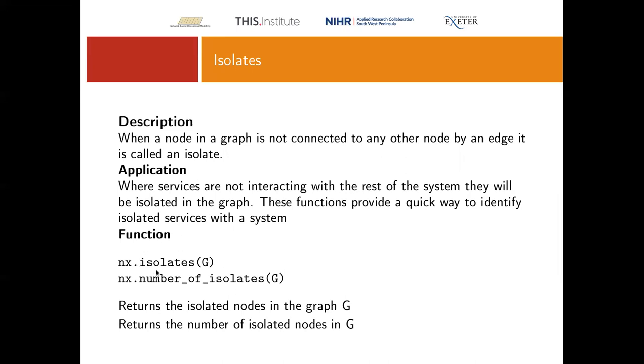And so you can return the IDs of the nodes that are isolates using isolates and passing in the graph object, or the number of isolates using the number of isolates function and passing in the graph object again. They'll return either a vector of IDs of the nodes that are isolated, or just a single value, the number of isolated nodes in G.